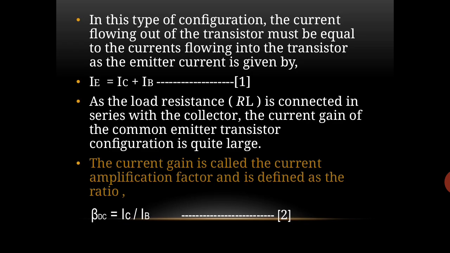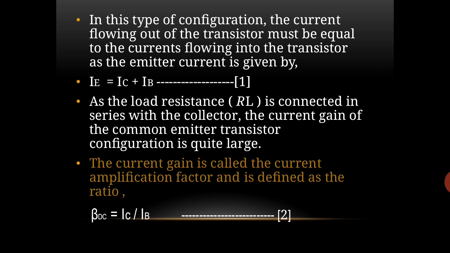In this type of configuration, the current flowing out of the transistor must be equal to the current flowing into the transistor, as the emitter current is given by. Now see, this IE is equal to IC plus IB. As I told you in my last video, IC is 95% of IE and IB is 5% of the IE, and the total sum gives the emitter current which is flowing through the transistor.